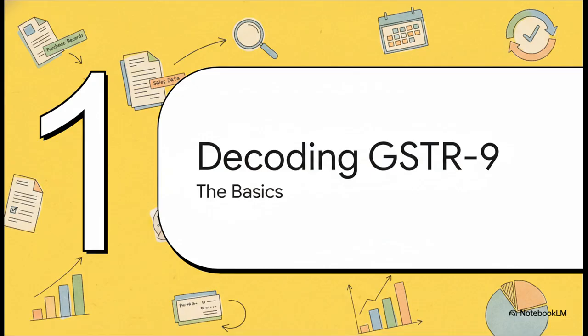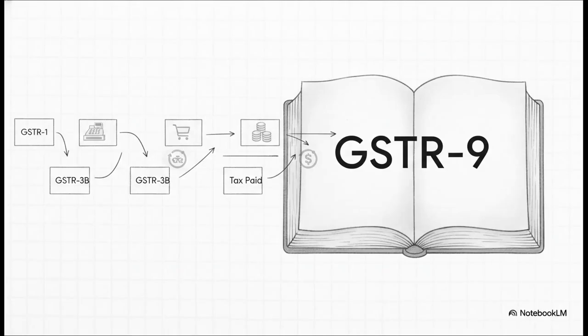What information is it actually pulling together? You see, GSTR-9 is where everything comes together. It consolidates all the key figures for the year from your GSTR-1 and your GSTR-3B forms. Your sales, your purchases, your tax credits, the whole shebang, all in one place.